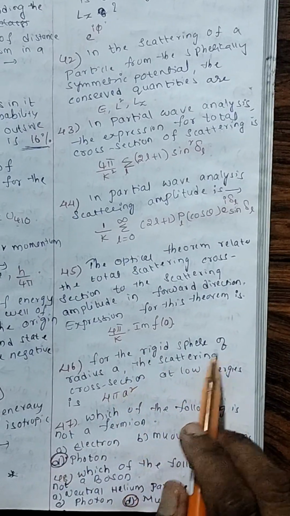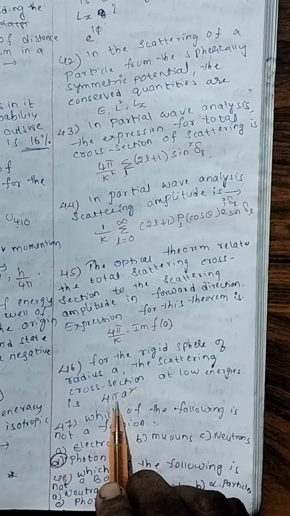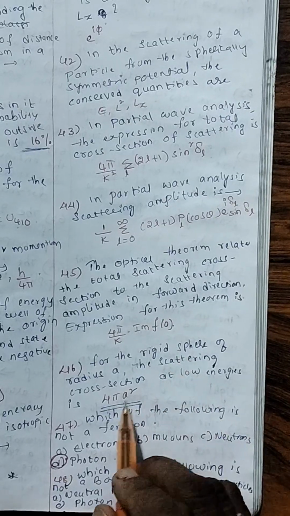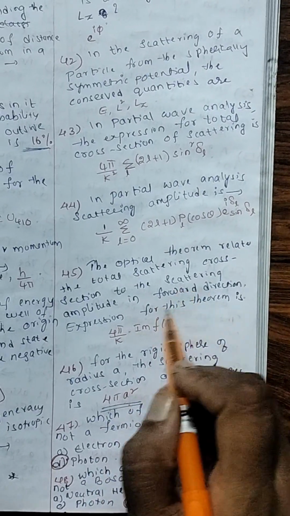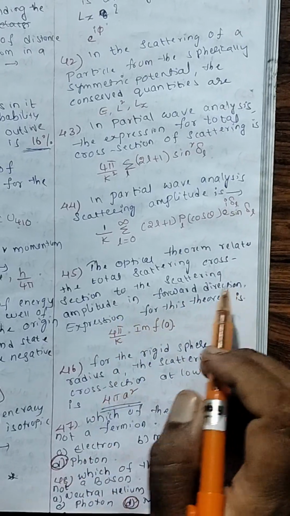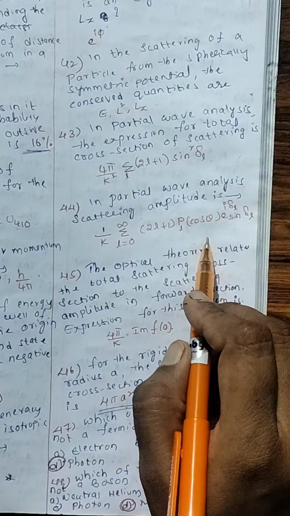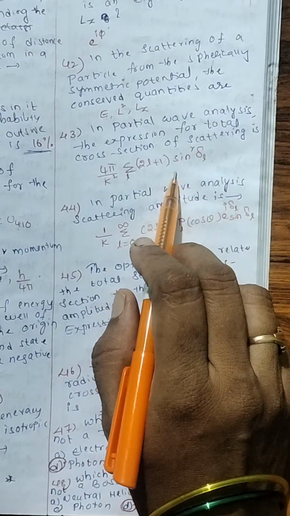Now next, for the rigid sphere of radius a, the scattering cross section at low energy is 4 pi a square. What is the scattering cross section for a rigid sphere? 4 pi a square. The scattering cross section in the forward direction with amplitude is 4 pi by k Im f0. This is the scattering amplitude. Now this formula is the cross section of scattering.